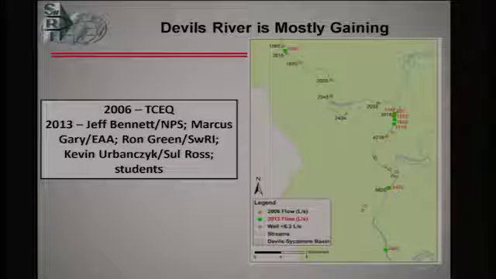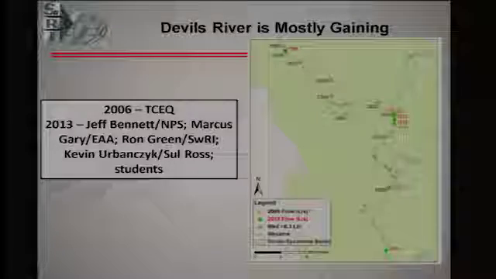So we've done gain-loss measurements to better understand the system. TCEQ conducted a gain-loss study back in 2006, and a few years ago, a number of us went out and replicated this survey, and what we found is that the river is continuously gaining as you go downstream. That's a little bit different than some other systems. There was one little area up near Baker's Crossing where there's a little bit of gain, and they picked that up in 2006, and we saw it when we did it. But other than that, that's a completely gaining system. And I'll come back to why that's so important.